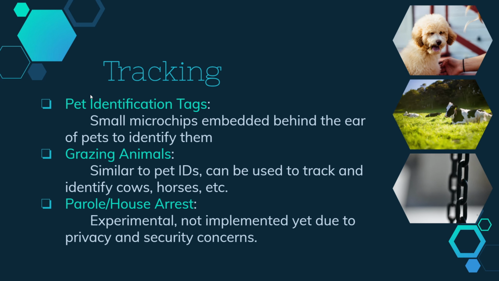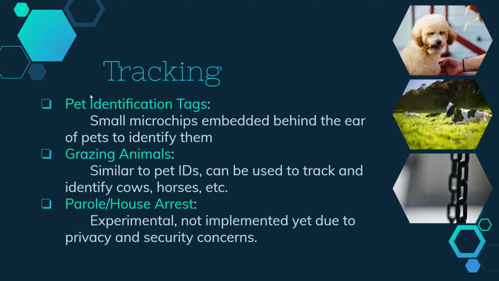Tracking. Tracking is mainly used in animals and not very extensively in humans because of health concerns and security and privacy concerns. So first, let's talk about the pet ID tags or identification tags. Pets like dogs and cats have small microchips embedded behind the ear to identify them. More high-end chips can also be used to track or locate them.